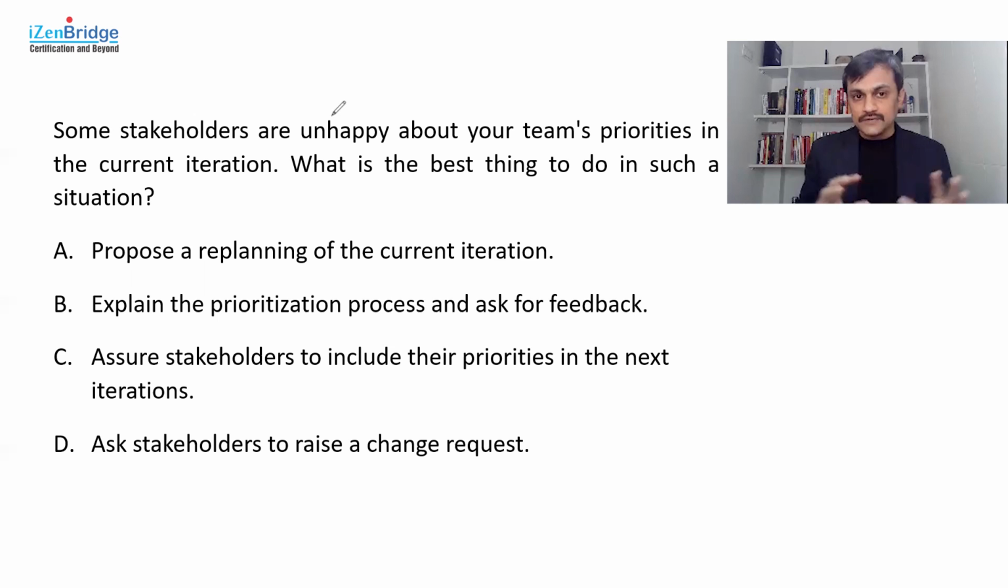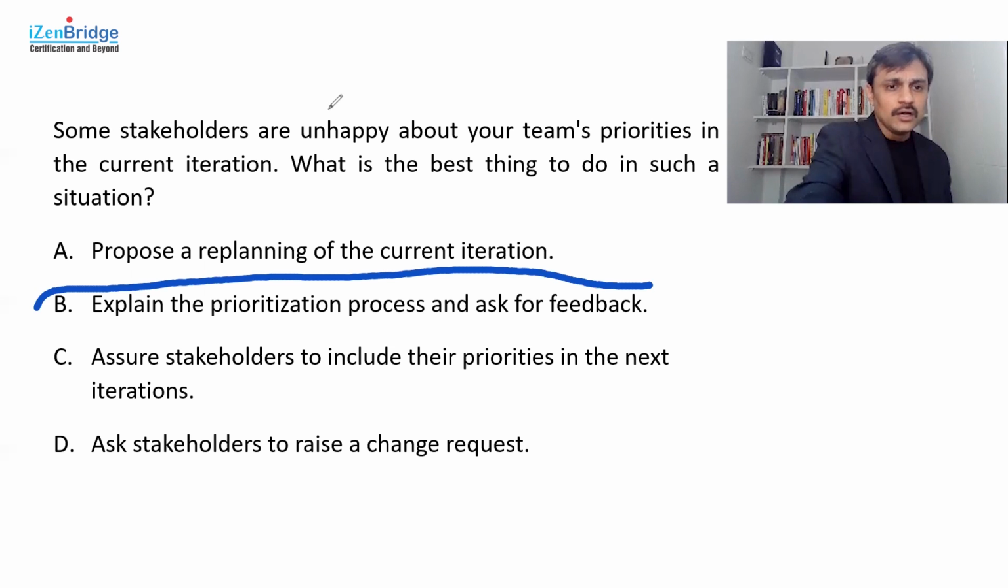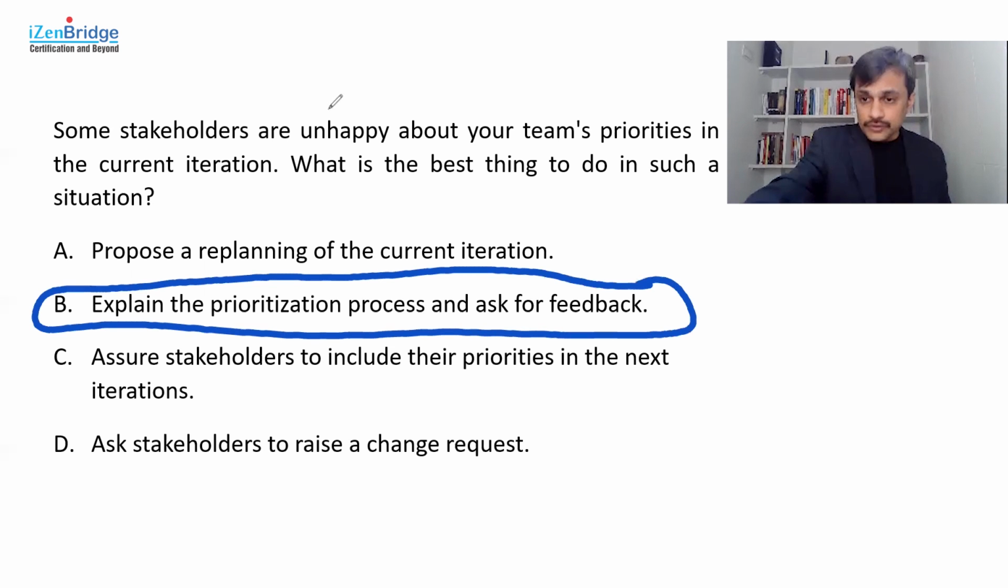So looking at whatever is available in this particular question, to me, option B seems to be the good one. Explain, review, rework your prioritization process; your backlog refinement process seems to be the thing which we need to do in such a situation. Yeah, that's what I pick from these four options.